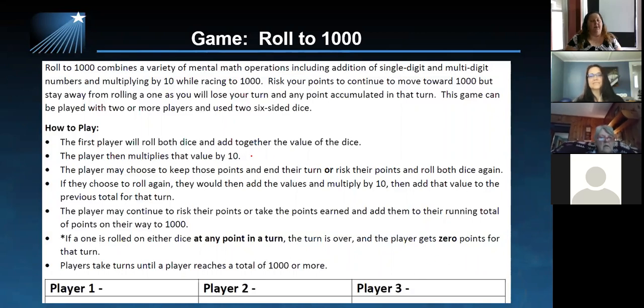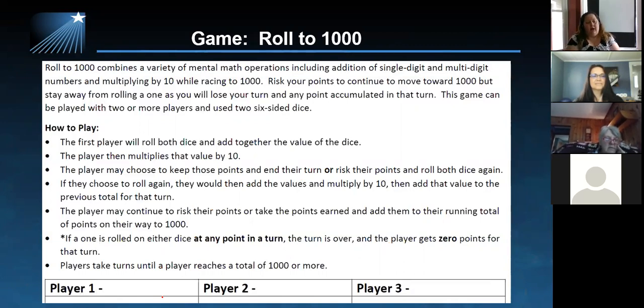I then am going to multiply that sum by 10. So 5 times 10 is 50. My score is now 50. And then you have 2 options. You can continue to play and try to earn more points, or you can take those points and end your turn. If I take those points and end my turn, I'm going to put them down under my player 1. I have player 1. I have 50 points, and the next person would go.